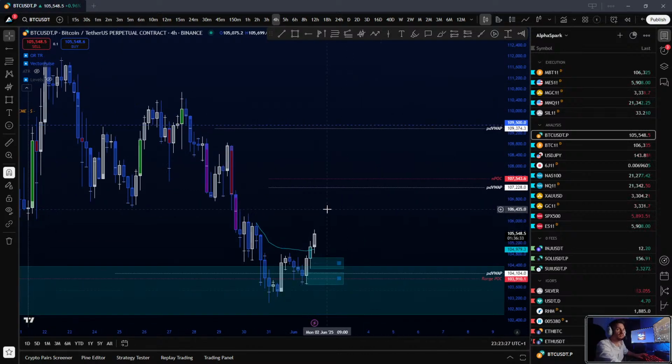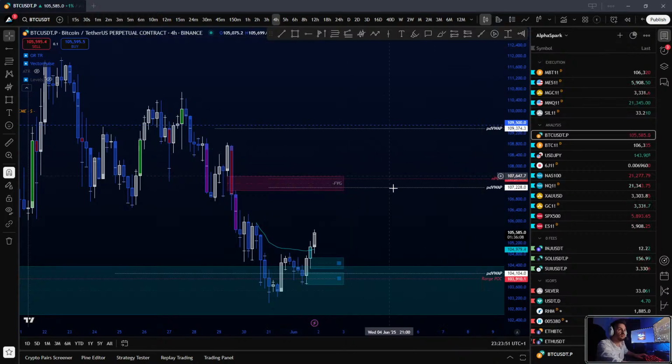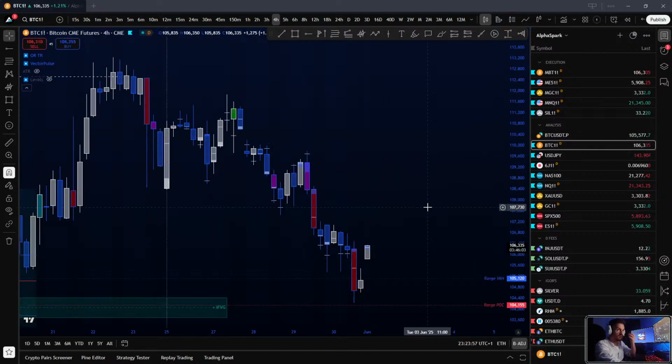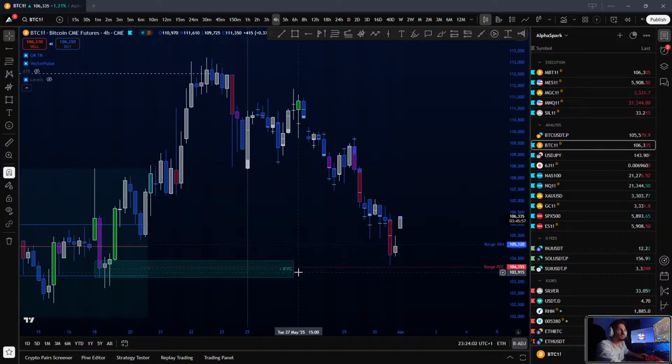In any case, first target 107,228 seems a very probable magnet, not only because we have the previous day VWAP and naked point of control, but also an untested FVG over there, which is also a vector. Now, also keep in mind that we do have a small gap, not too big, but it's still considerable.